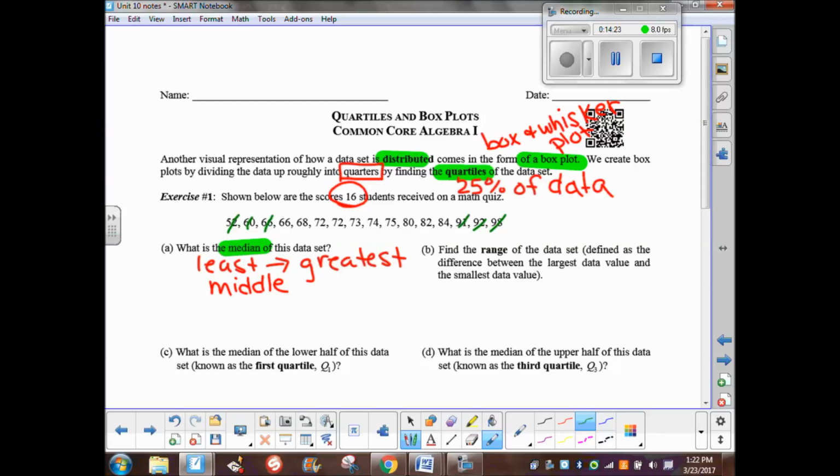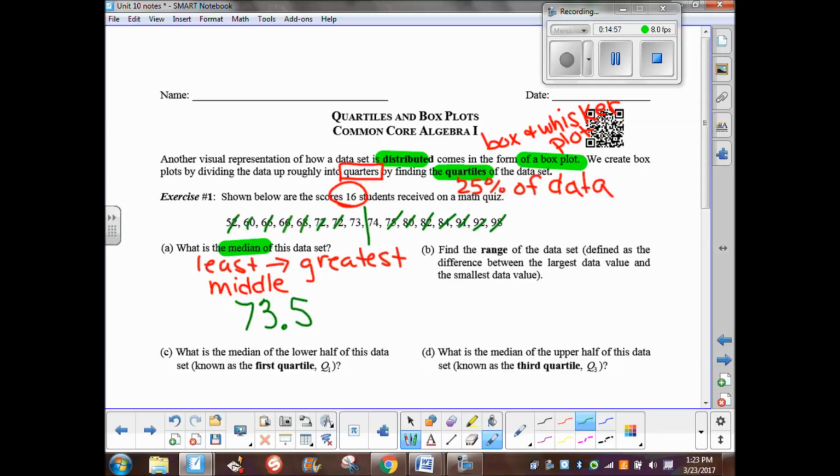Now because we have an even amount, we can't cross off a high and a low pair. We're left with 73 and 74. So what's the middle of 73 and 74? 73.5. Yep, right there, that's the middle. When you have an even amount of numbers, you're going to have to find the middle. When you have an odd amount of numbers, you'll be left with the middle number.